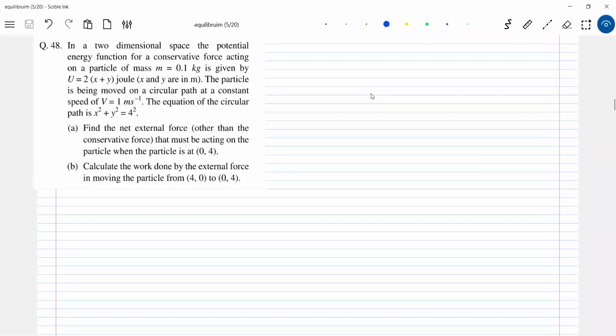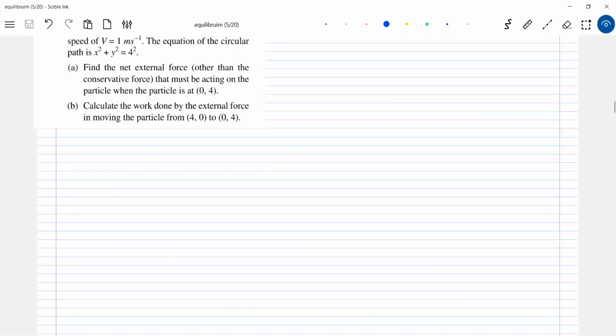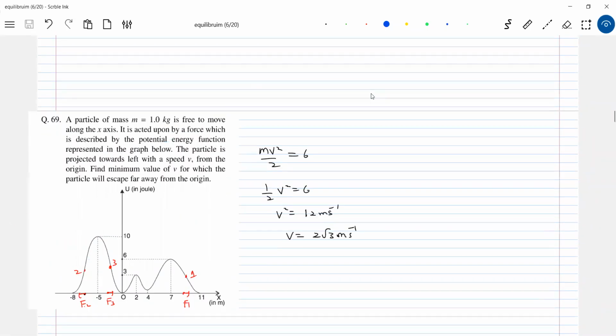Sir, in that previous question, they said that the particle is projected towards left, right, sir? See, here the particle is projected with a speed v from the origin. Find the minimum value of v for which the particle will escape far away from the origin. I think okay, he said left. I'll take it out because he's asking very specifically.